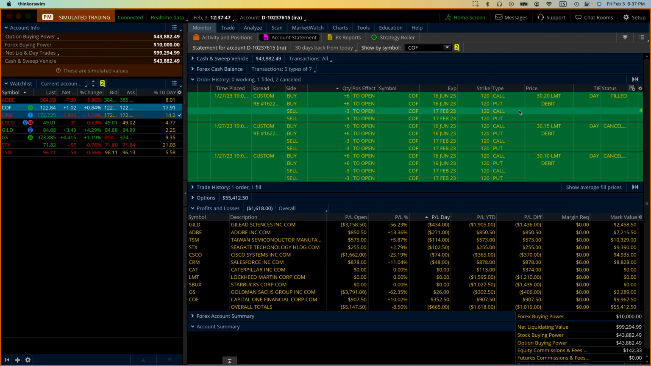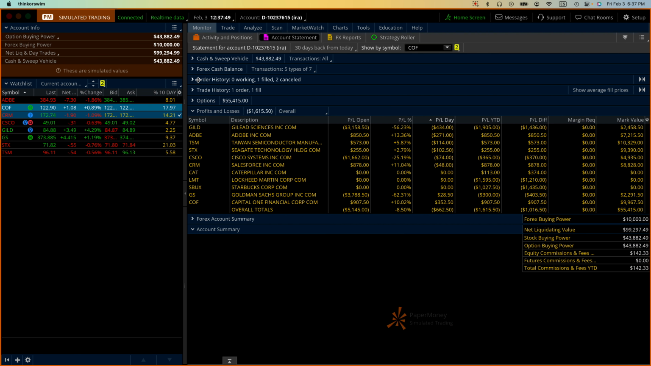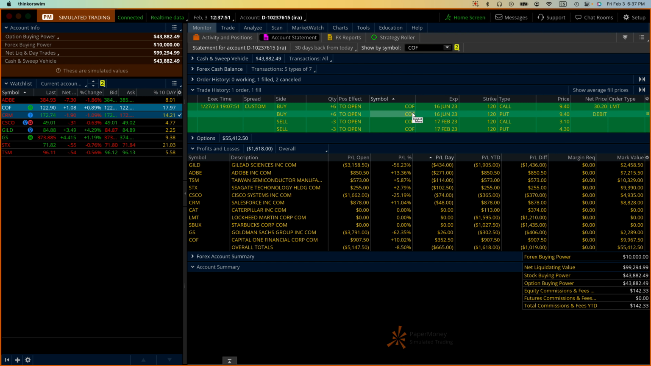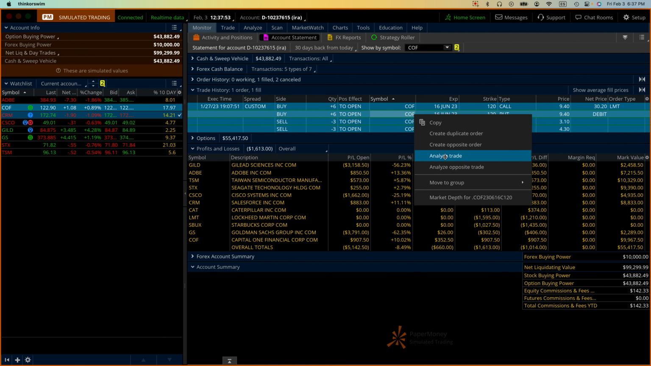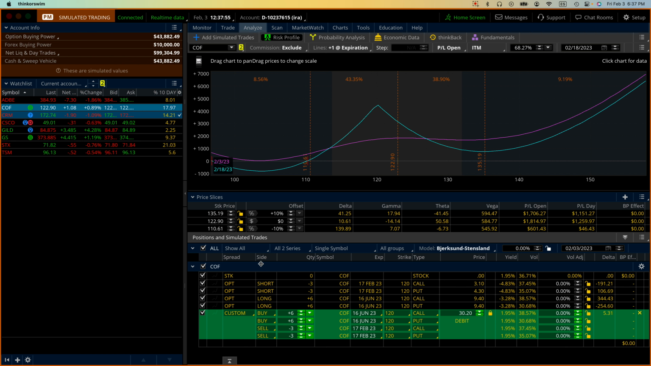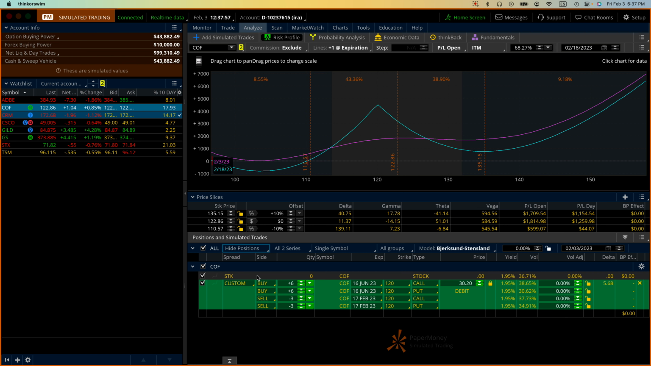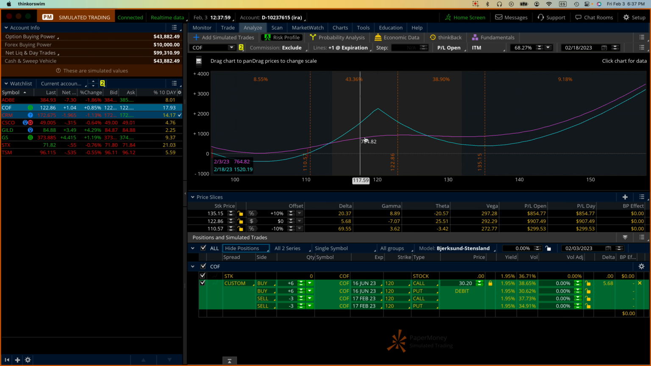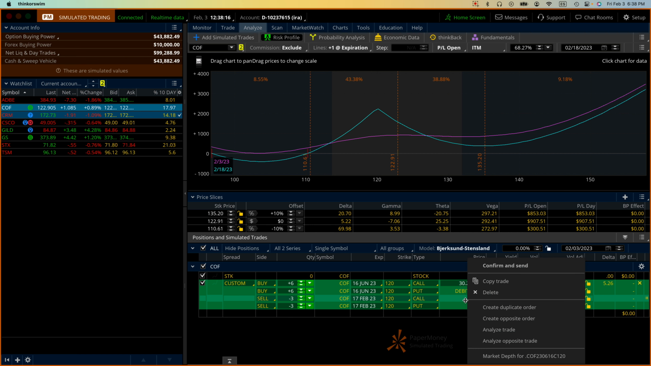And here it is, filled. Order history or trade history is better, and then you say analyze that trade, and you can keep it there for future reference. And this is the same trade, but as we go, you can correct this number here when you do your rollovers. This position would change, and we would adjust the debit here, which is the cost.